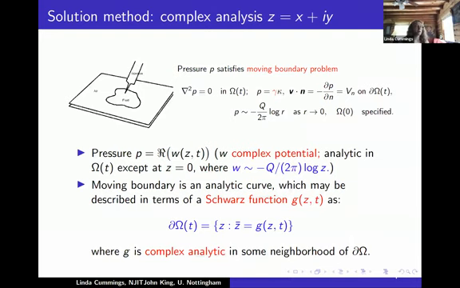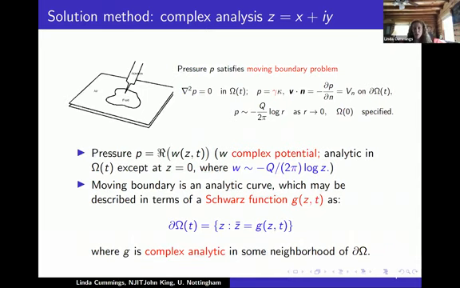But other than that, the moving boundary is going to be an analytic curve, and you can describe it in terms of an object known as the Schwarz function. So it's a complex analytic function, at least in some neighborhood of the boundary. Since the boundary is moving, we have to allow this Schwarz function g to be a function of the complex variable z and time t. And the Schwarz function is the unique function, complex analytic in some neighborhood of the boundary, in terms of which the free boundary can be described as the set of points for which the complex conjugate of z is equal to g of z and t. Okay, that's how the Schwarz function is defined.